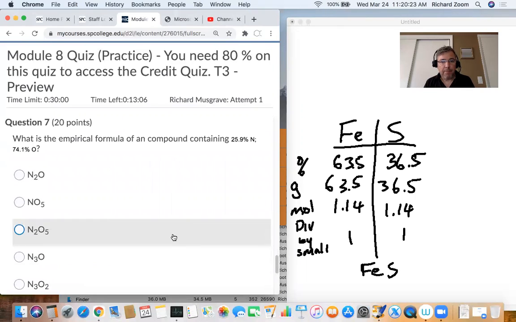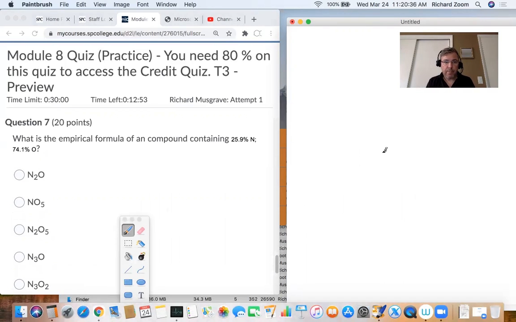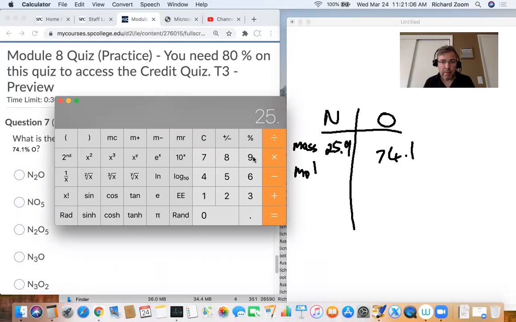And the last one here, 25.9% N and 74.1% O. We'll have N, we'll have O. So the mass is going to just match the percentage because we're, again, just going to go ahead and assume we have 100 grams of compound. And then we find the moles. 25.9 divided by 14.01.